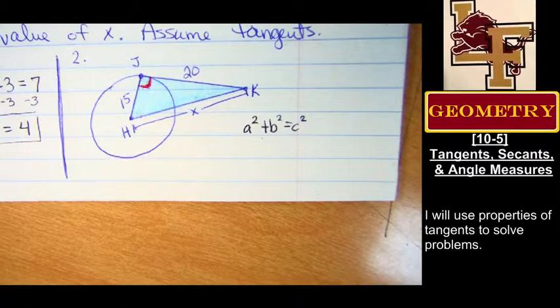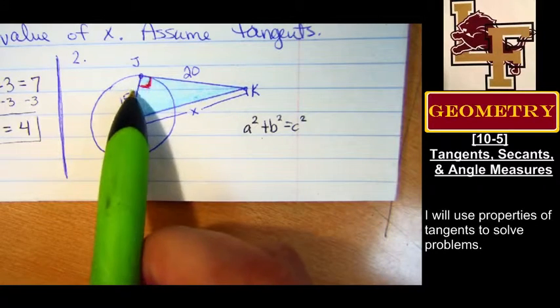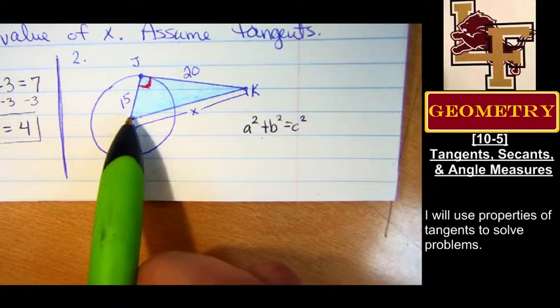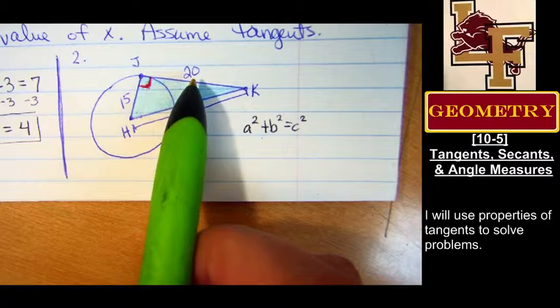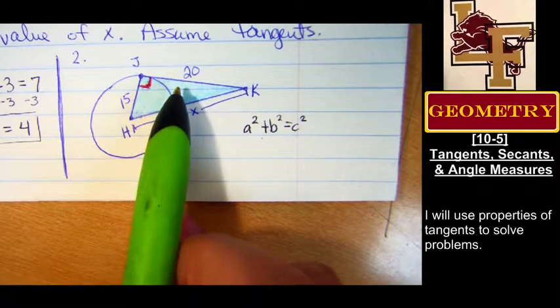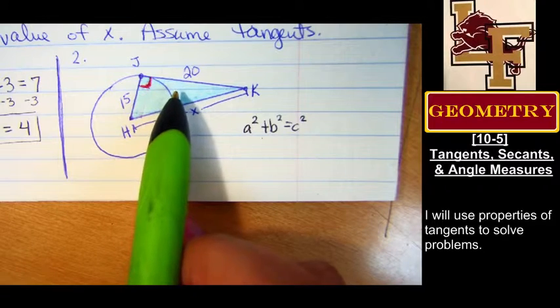And do we know anything about the angles? No, so we can't use that one. Is this a 45, 45, 90? Yes. We'd have to know something about the angles, which we don't. But we can look at the legs. If the legs are congruent, it's still 45, 45, 90. Are the legs congruent? No. So we can't use special right triangles.